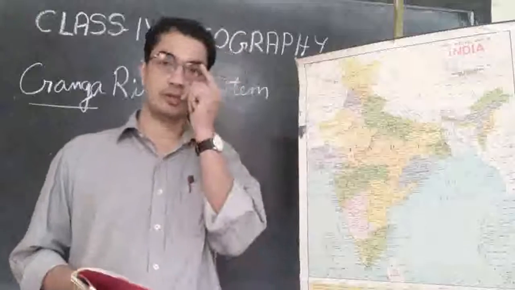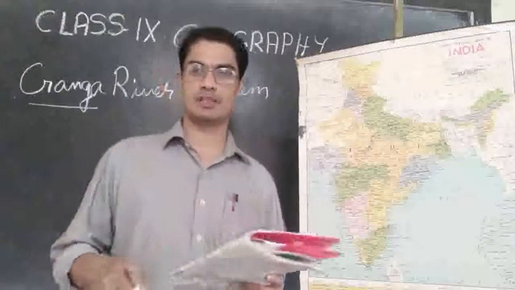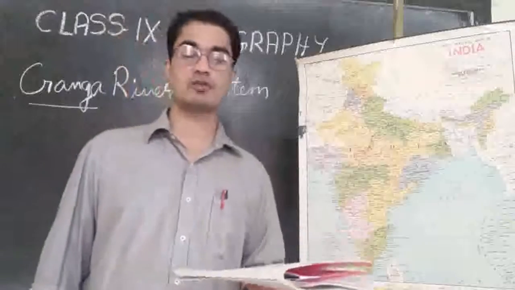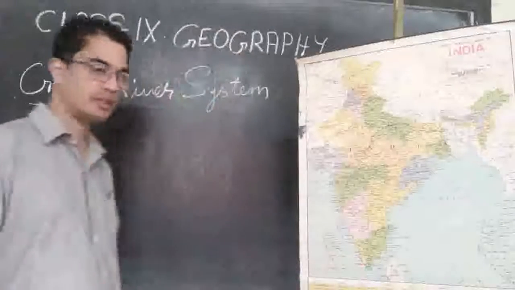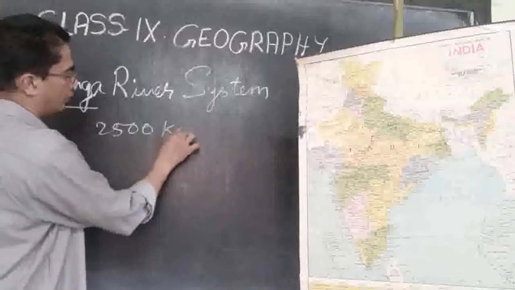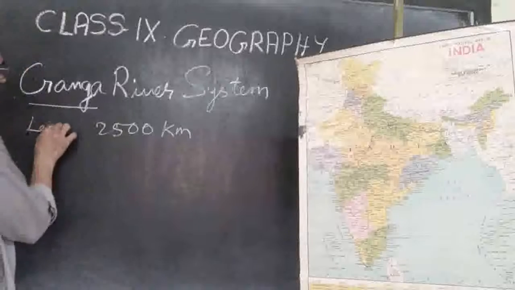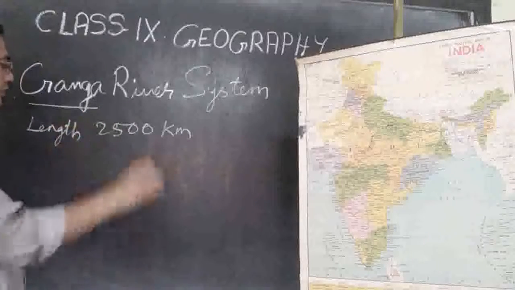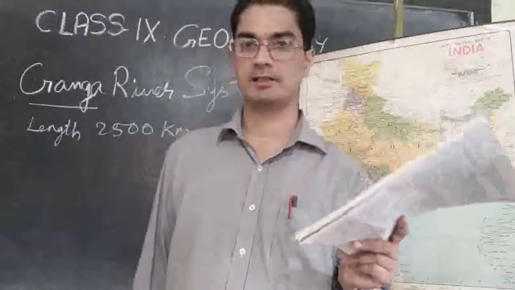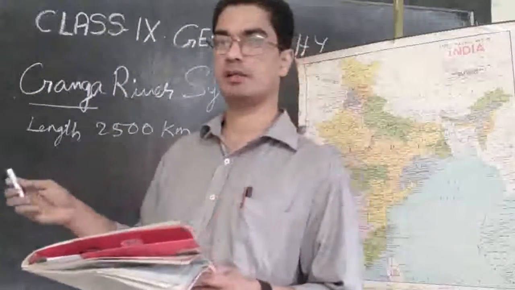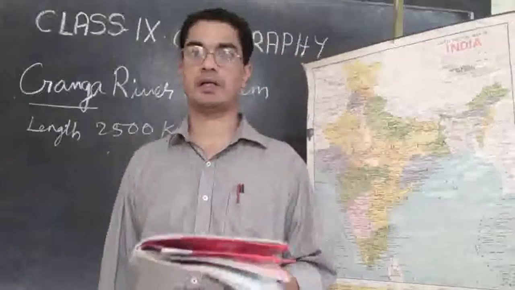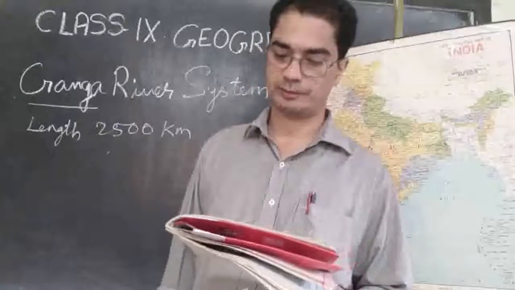Now let us come back to this river again, the Ganga river. What is the length of this river? The length of the river Ganga is 2500 kilometers. So it is 2500 kilometers long. That is the length. So it is flowing starting from the Himalaya and flowing up to the Bay of Bengal. It is flowing through a 2500 kilometer long distance.